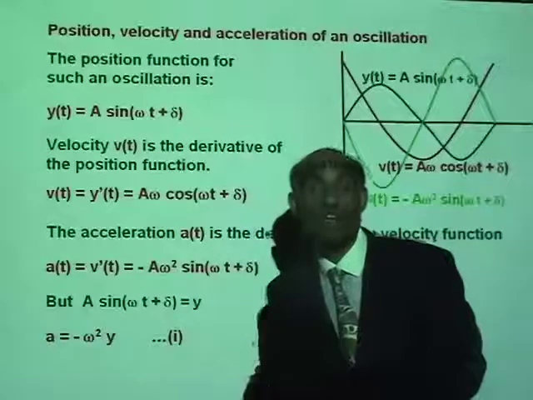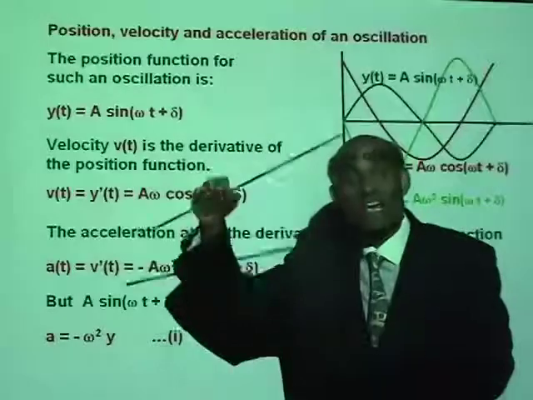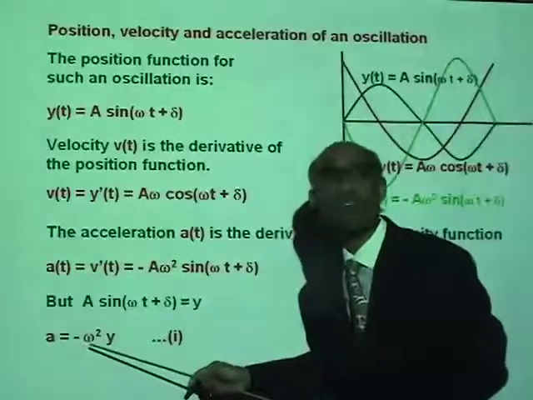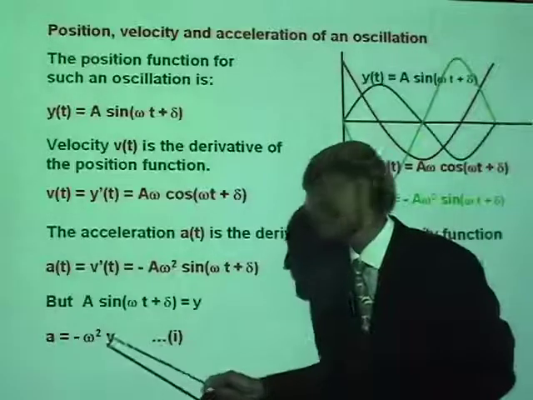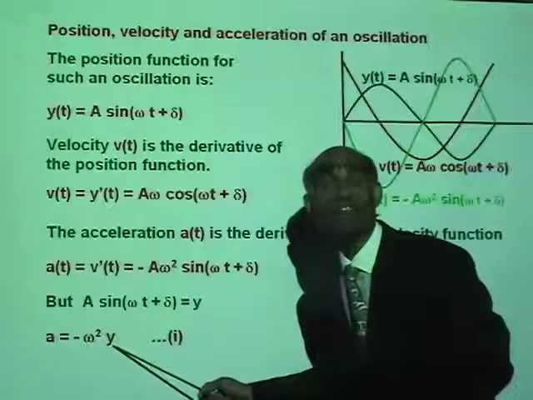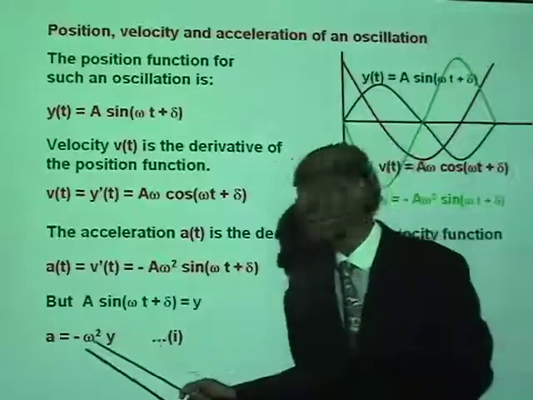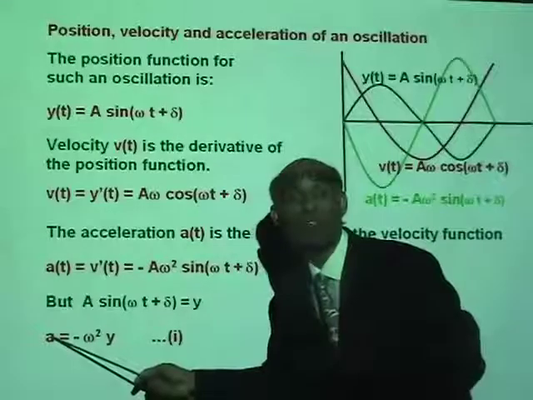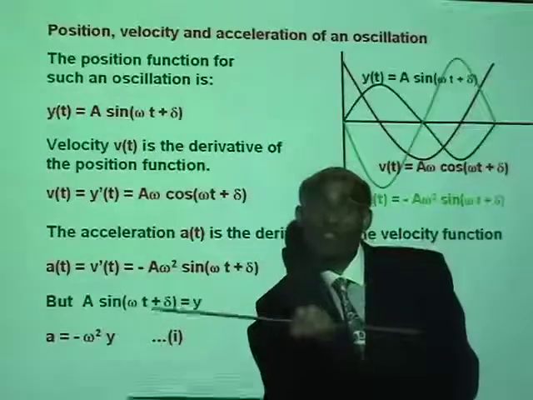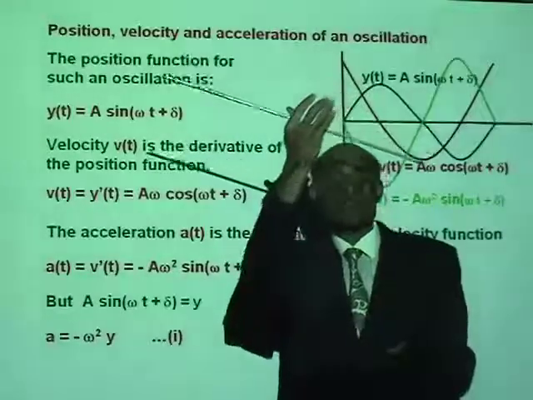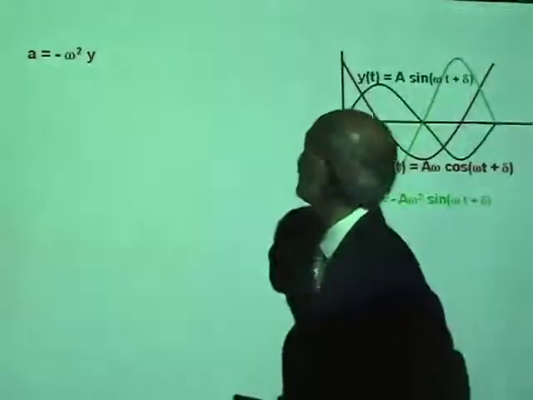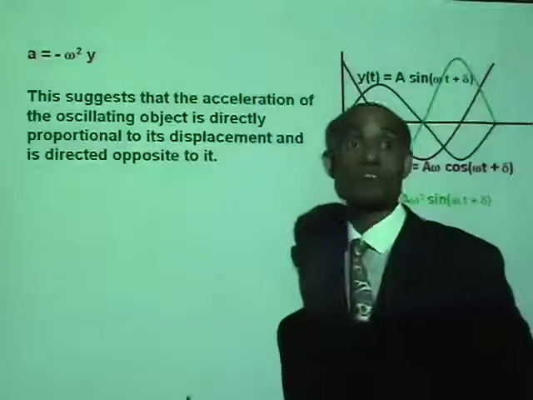The acceleration of an oscillation is negative omega squared y, where omega is the angular frequency and y is the displacement. Now look at it again. Acceleration becomes maximum when y is maximum. That means at the lower extreme and at the upper extreme. Okay. a equal to negative omega squared y.